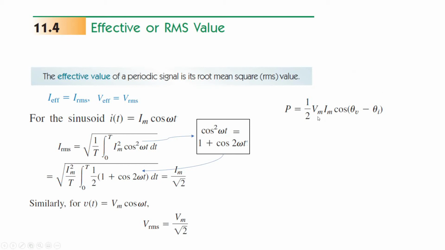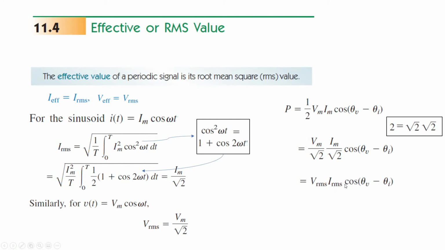So in order to do that, we can write this 2 as a multiplication of under root 2 into under root 2, and by doing so we can write this expression like this, and that allows us to express average power in terms of VRMS and IRMS.